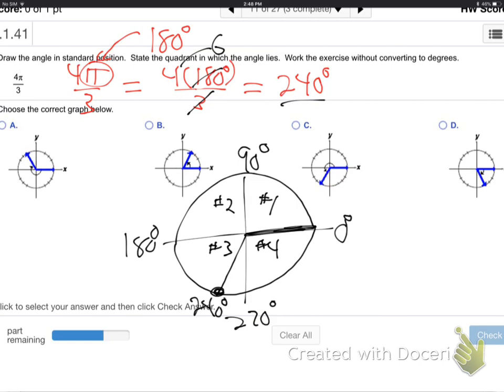So which one of those pictures looks right? A, B, C, or D? C. Yeah, it's that one. Be able to do that on the exam next Monday? You saw that one? There was one just like that in a practice exam.